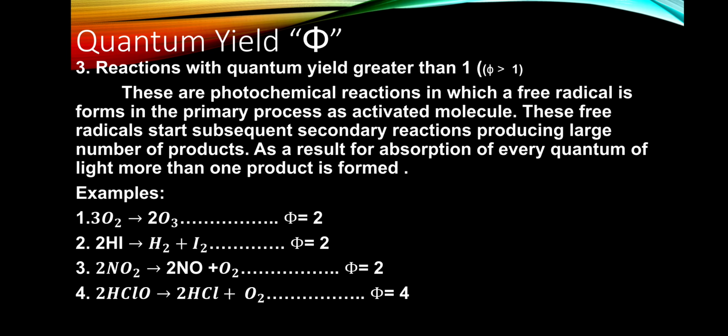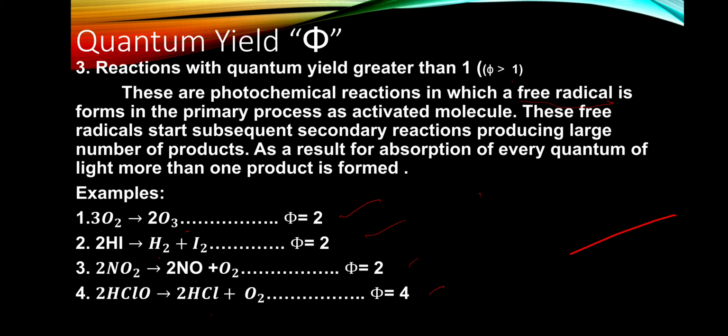The next case is where the quantum yield is greater than 1. In this, the activated complex is a free radical, so it will initiate and react in a lot of steps, or secondary steps. As a result, absorption of one quantum of light will produce more than one product. For example, oxygen converting to ozone, HI converting to H2 and I2, NO2 converting to NO and O2, HClO converting to HCl and O2. This is 2, 2, 2, and this is 4.